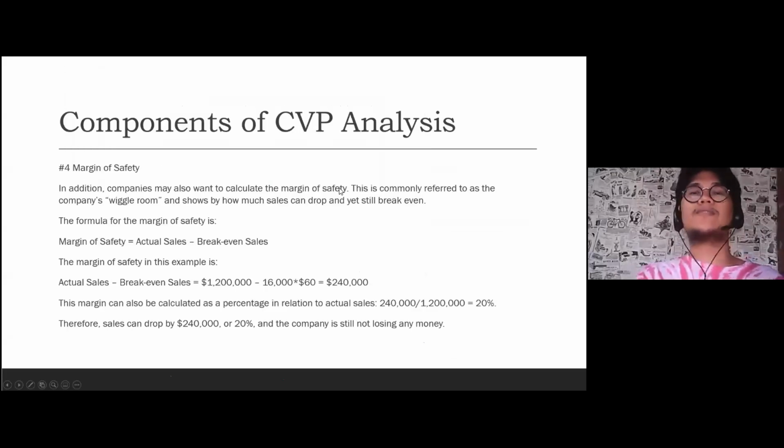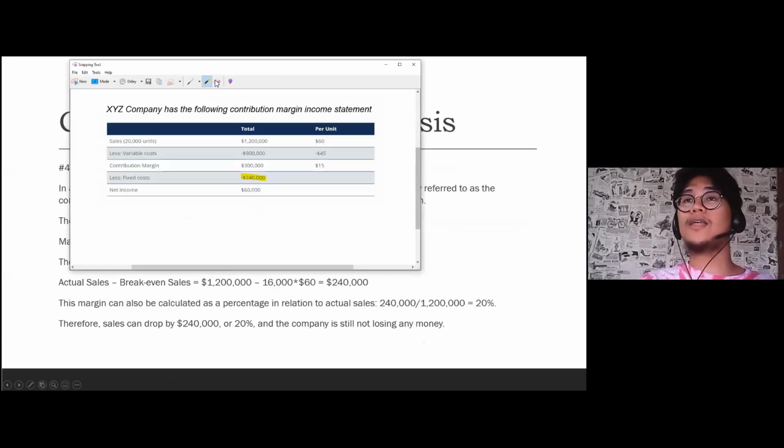Okay. Next, we also have your margin of safety. In addition, companies may want to calculate the margin of safety, and this is commonly referred to as the company's wiggle room. It shows by how much sales can drop and yet still break even. So the formula of the margin of safety is actual sales less your break-even sales. Okay, so your actual sales in this example is 1,200,000, no? Minus your 16,000 multiplied by 60.